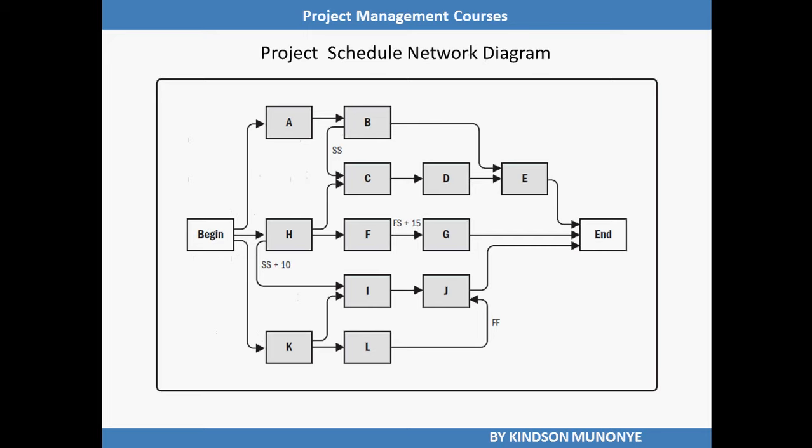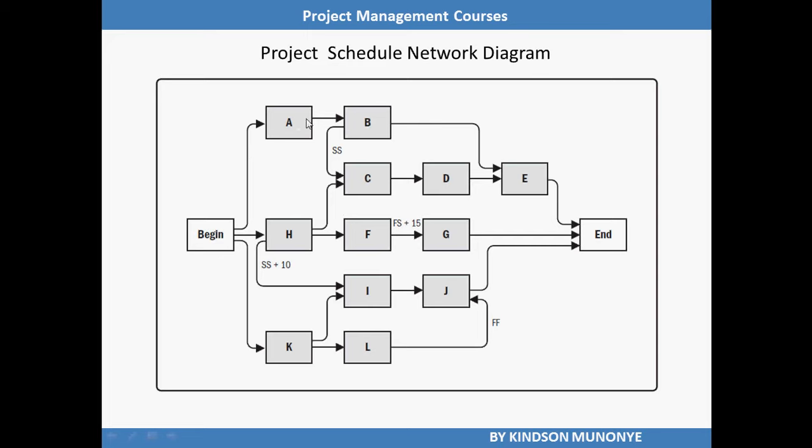A project schedule network diagram is produced manually or by using project management software. It can include full project details or have one or more summary activities. Alright. For instance, what you have here is a project schedule network diagram produced with all the activities A, B, C, D up to L. And they are presented in such a way that the sequence of activities is very clear.